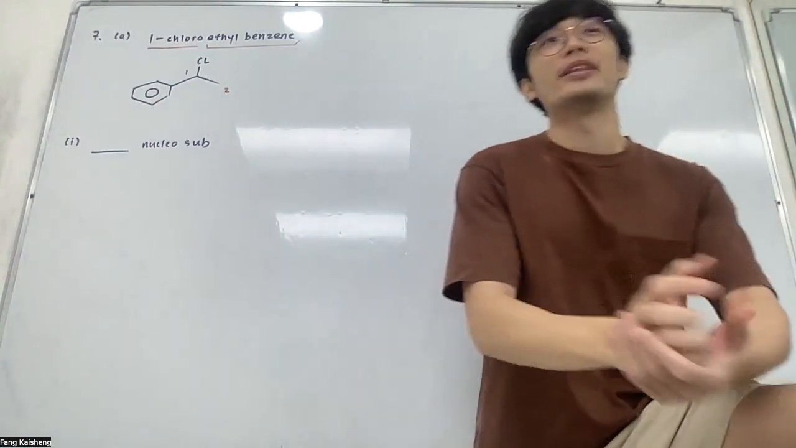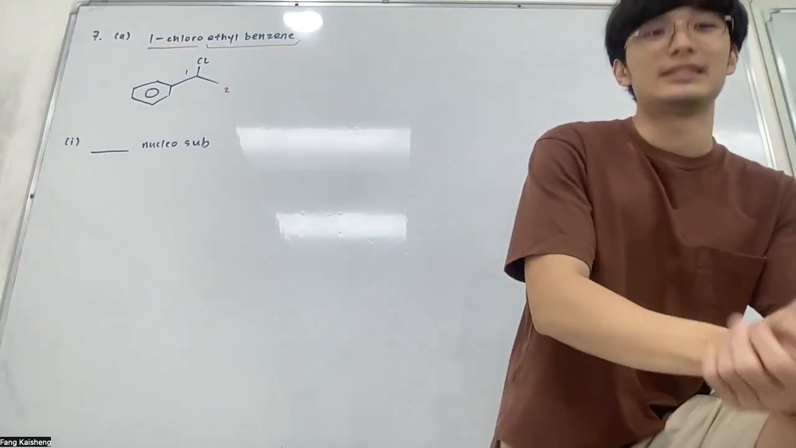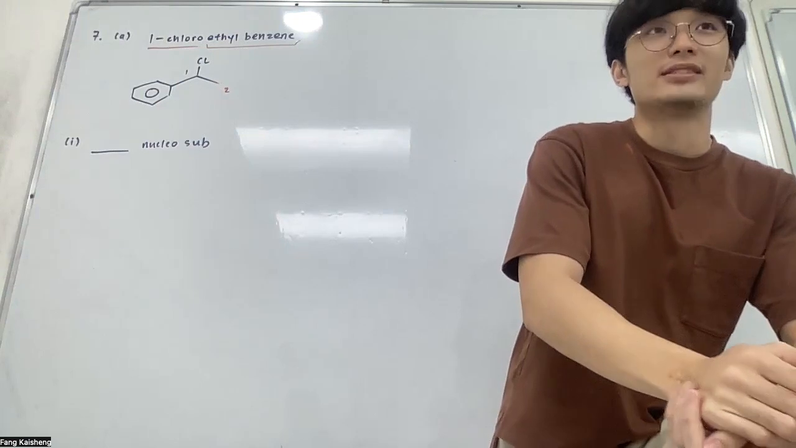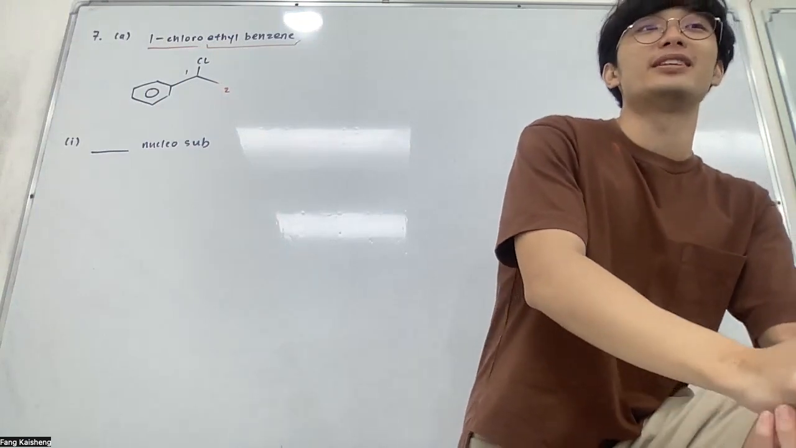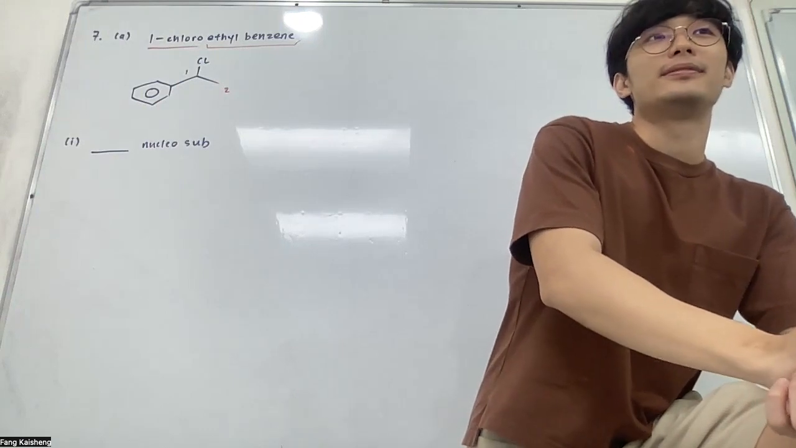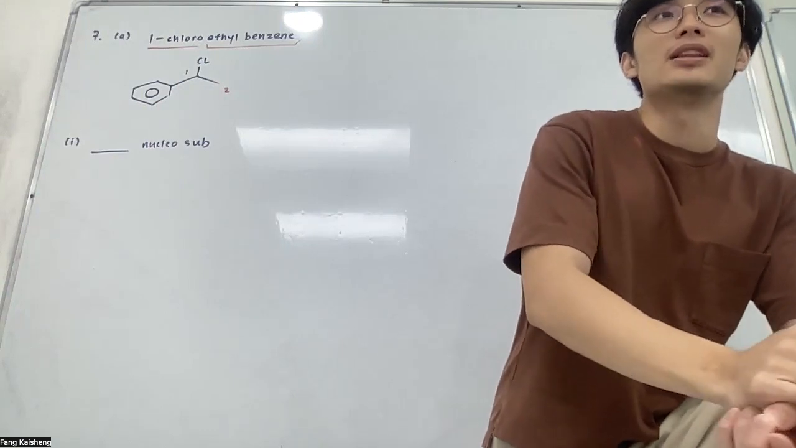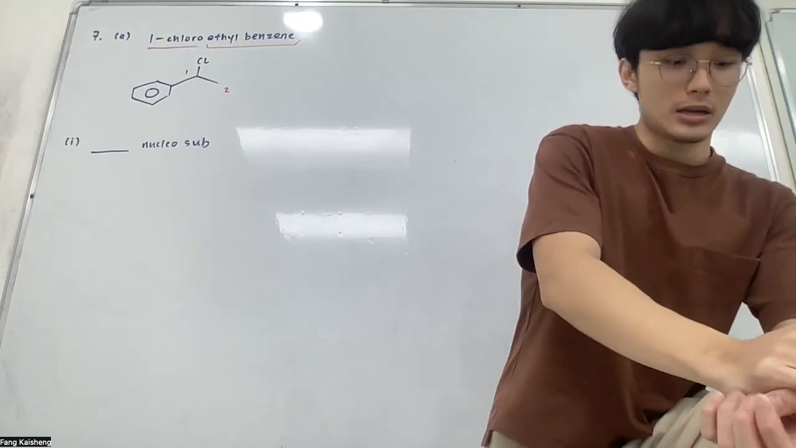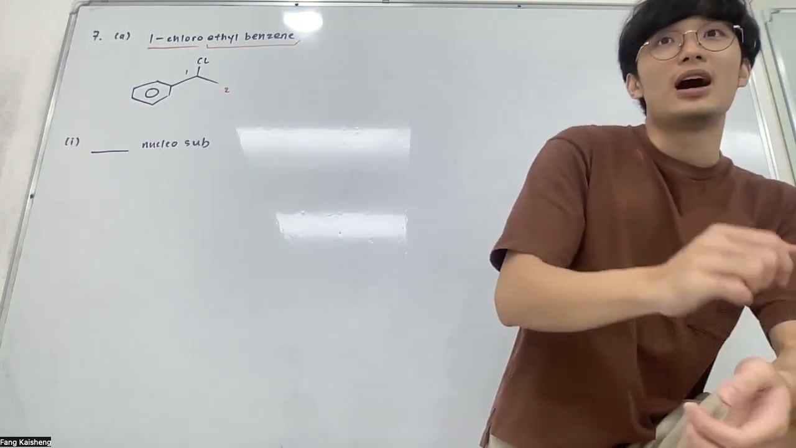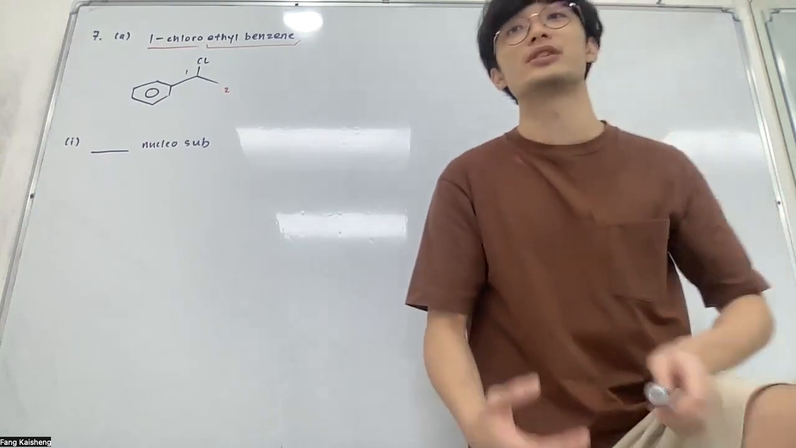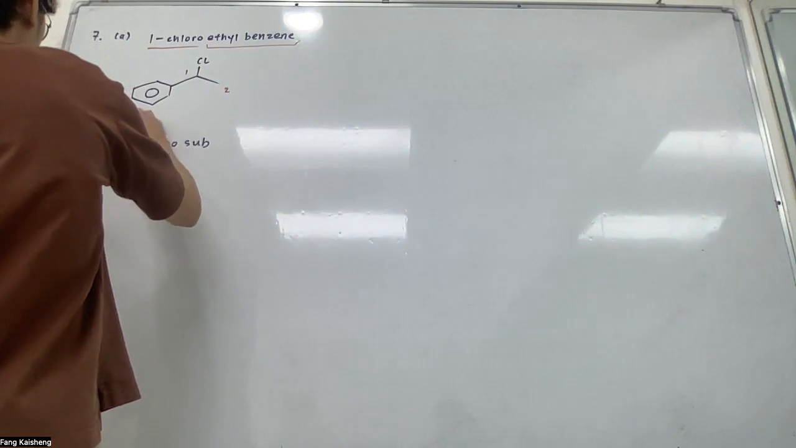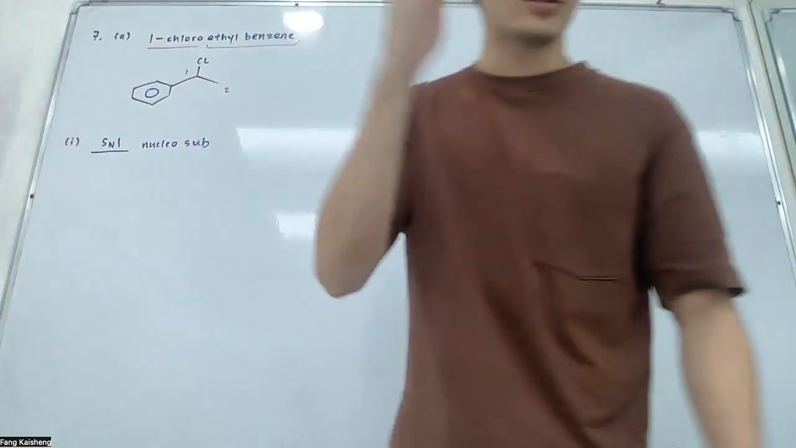Your job is to decide whether it's SN1 or SN2. But guys, SN2 is preferred by primary, and SN1 by tertiary, right? But this is secondary, meaning the question must tell you something. What did the question say? Good. These are the clues you went through just now for a reason. They tell you that a racemic mixture is formed. That's why it must be SN1.